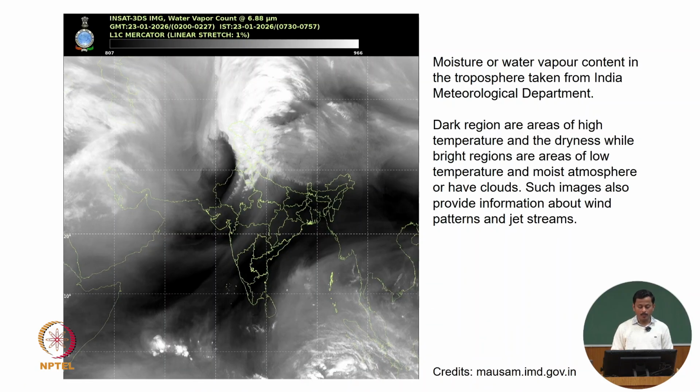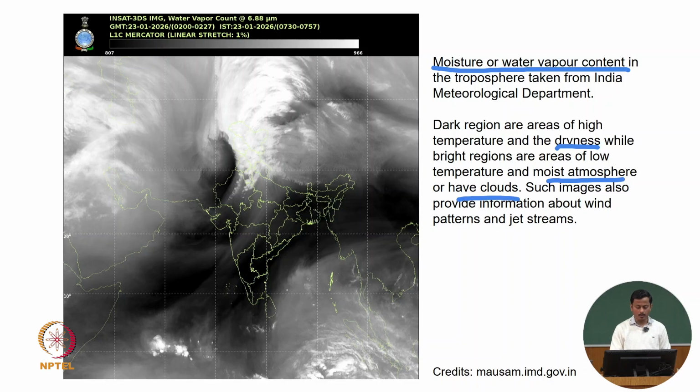So now coming to atmospheric variables, this is an image taken from the India Meteorological Department's website. This is showing moisture or water vapor content in the troposphere. So the dark regions show that the area is of high temperature and it is dry, whereas the bright regions show that these are of lower temperatures and they're moist and it has clouds.